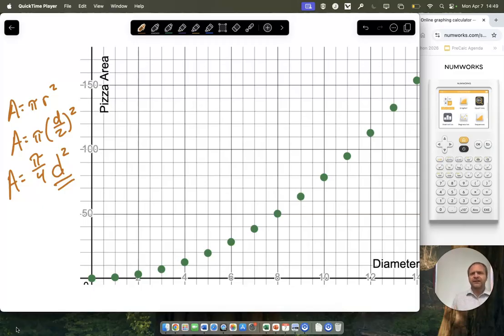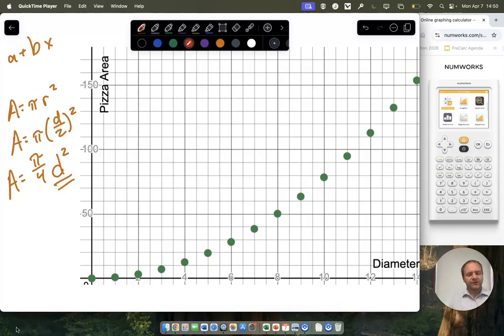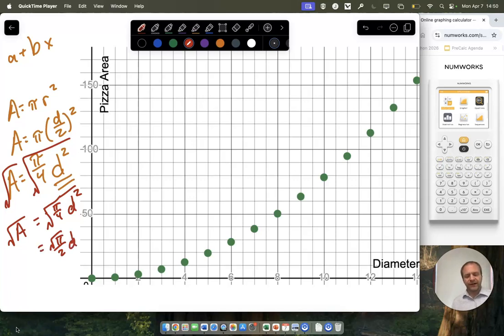So the question is, how do I linearize something? Linear form would be some coefficient a plus bx. That would have to be what I have to get that linear function. Well, I have a d squared, I need to make it a d. The way I do that is I'm going to square root both sides. So the square root of the area is the square root of pi fourths times the square root of d squared. Square root of pi, square root of 4, square root of d squared is d, and that's really what the square root of A is. So I transformed it, so now it's linear.